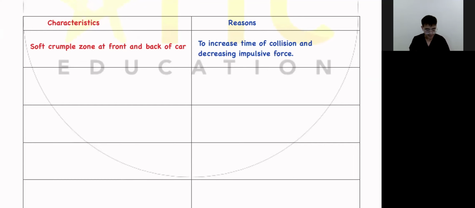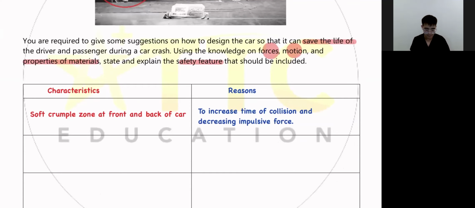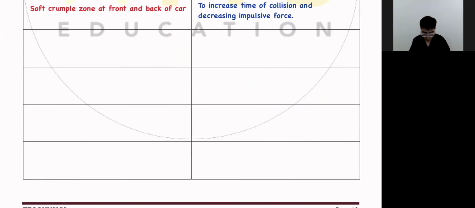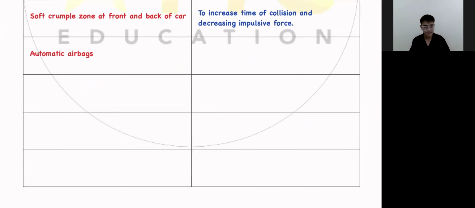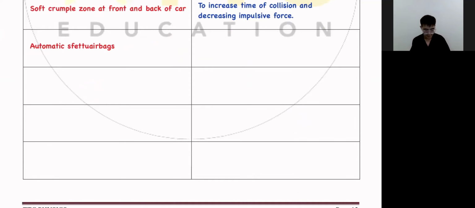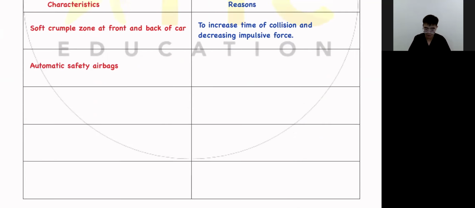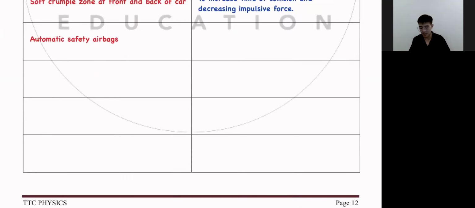Now the second one, remember, it's also about impulsive force. In a car, we want the car to have automatic airbags. Have you guys heard of this thing? Or you can also write automatic safety airbag. It will inflate automatically to act as a cushion during a large impulsive force.